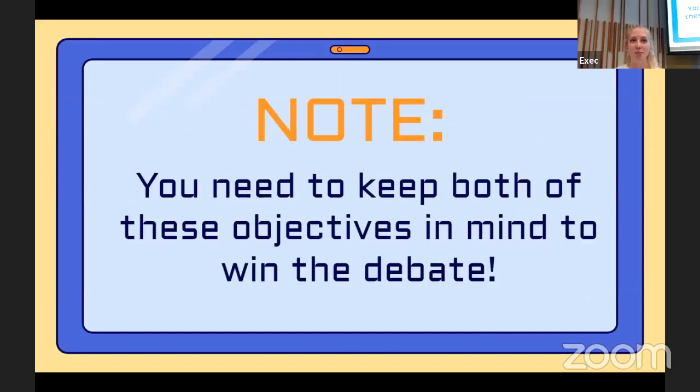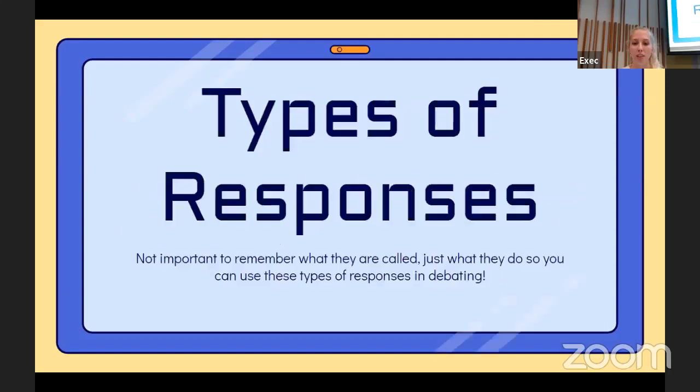So just a big note, the most important thing that I want everyone to take out of the seminar, if you take anything away at all, is that you need to keep both of these objectives in mind to be able to win debates. You can't just tear down their argument and then have nothing left of your own to stand on. You've got to tear down the argument and have a good sound case standing at the end of the debate. Okay, so we'll walk through now types of responses.